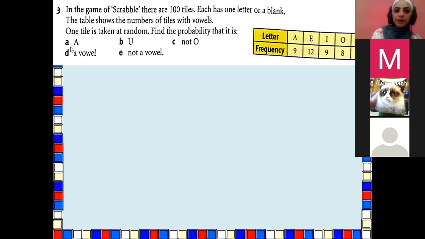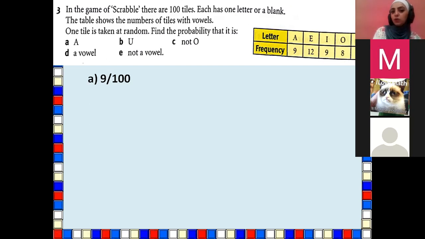Getting an A. In the table here, they give you only the vowels, but we still have other letters. Be careful. We don't only have these letters. They tell you in the question, we have 100 tiles. Some of them are blank, some of them have letters, and some of those letters are vowels. They put here the results of the vowels only, but in all, we have 100 tiles. So getting an A is 9 out of 100.